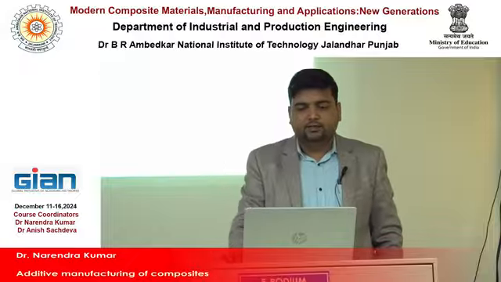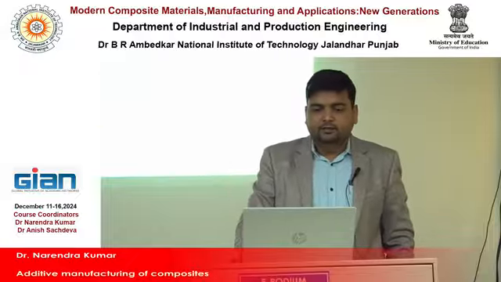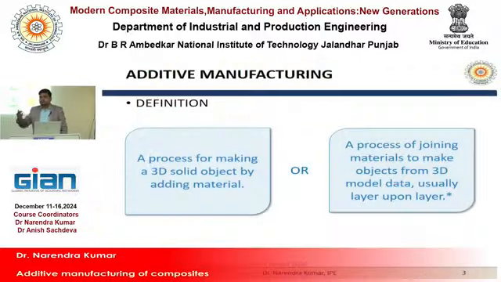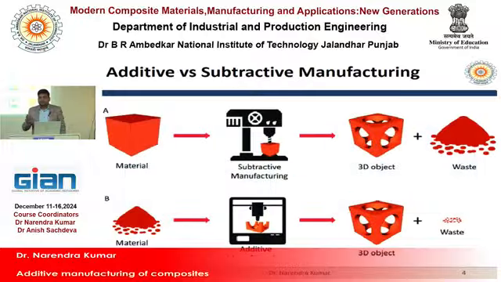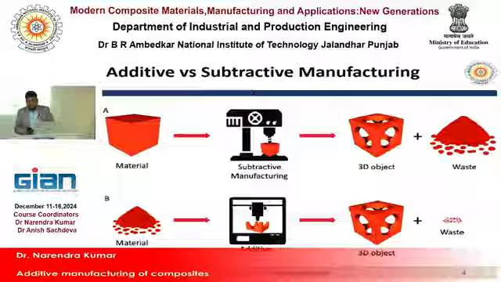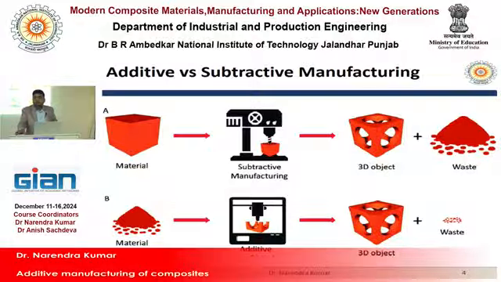Now the question is how it is different from conventional manufacturing, like subtractive manufacturing. Most conventional techniques are based on subtractive manufacturing. If you take the example of injection molding, for mold making we need to use machining and milling processes. Milling means we need to remove material from a large stock to get the desired shape.